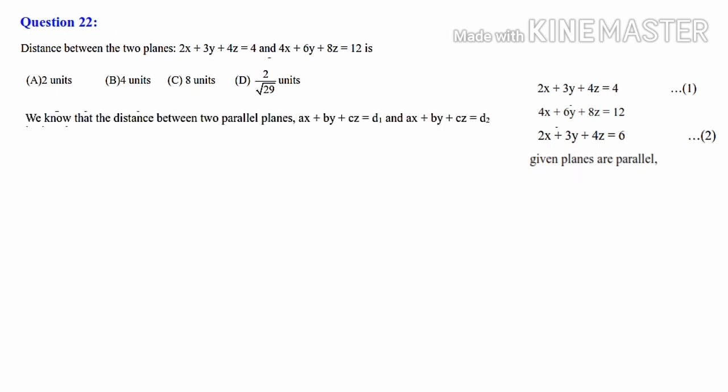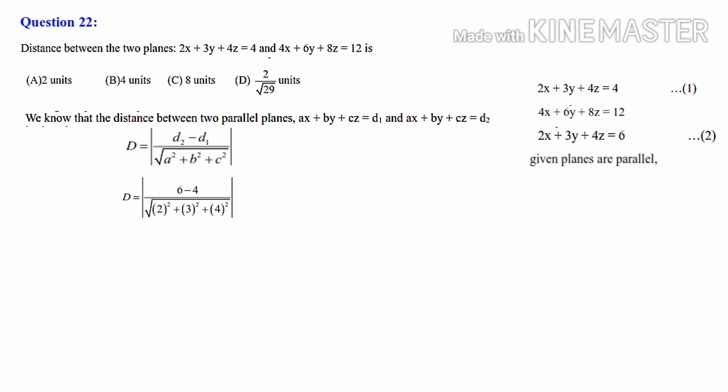And here we know that the distance between two parallel planes ax plus by plus cz is equal to d1 and ax plus by plus cz is equal to d2 is d is equal to modulus of d2 minus d1 divided by root of a square plus b square plus c square. This formula I have not included in the formula sheet, so you can add this formula also, so that this type of questions you can solve easily. And when you check the equation, ax plus by plus cz left side is same for both, means for this type of equations you have to use this formula. So let's substitute it.